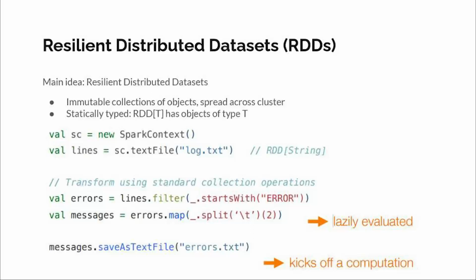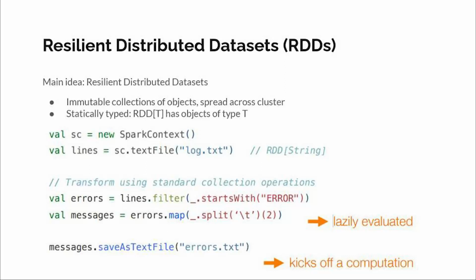Now what is a Spark context? A Spark context represents the connection to a Spark cluster, and it can be used to create RDDs, accumulators, and broadcast variables on the cluster. Only one Spark context should be active per JVM, and we must stop the active Spark context before creating a new one.